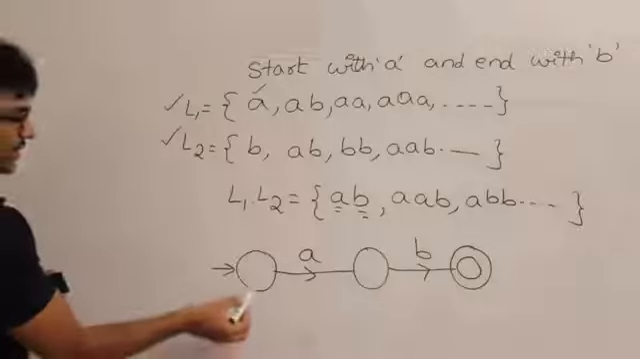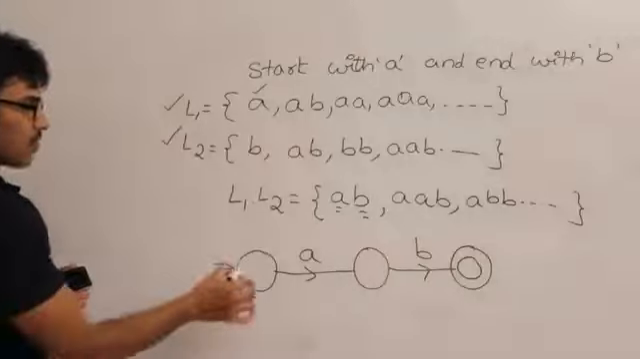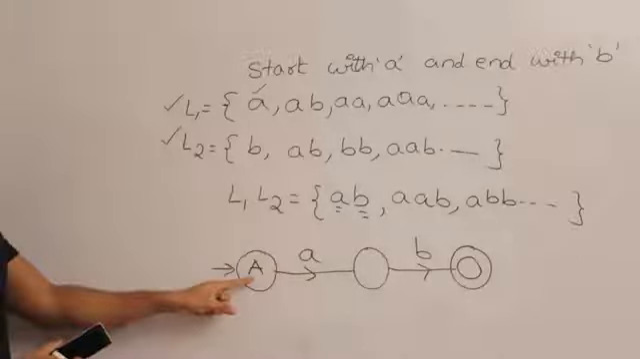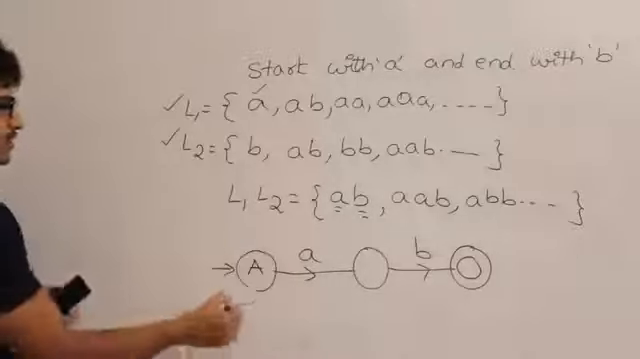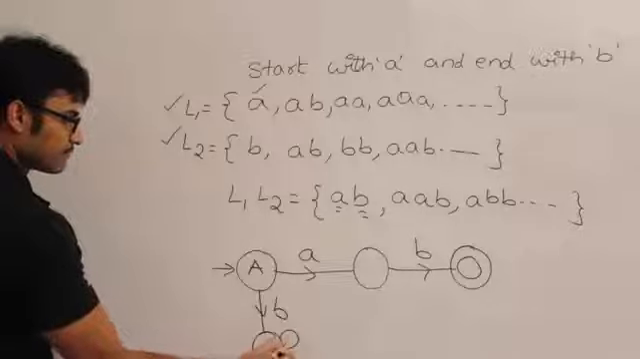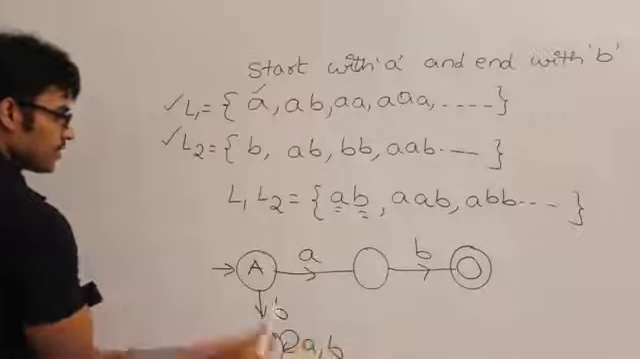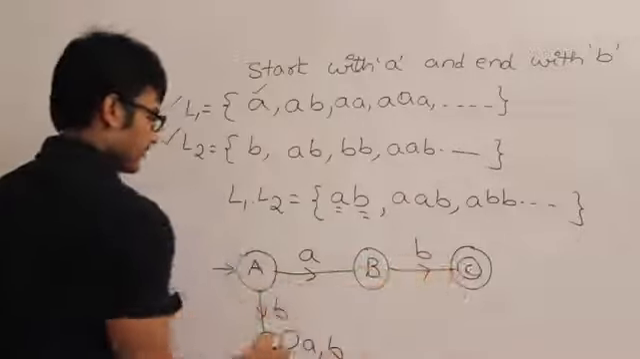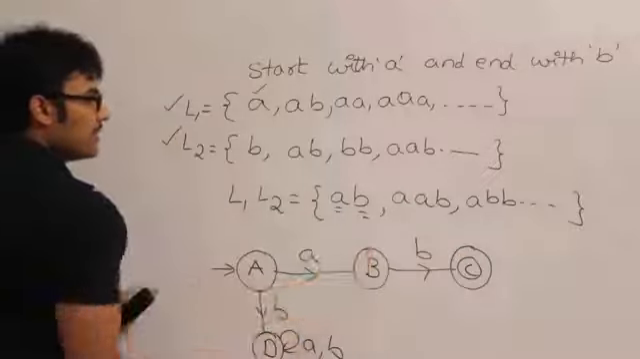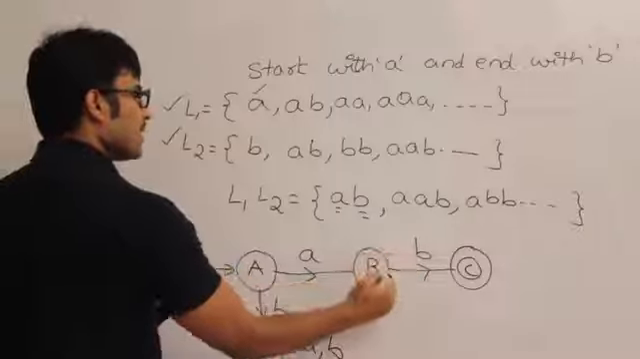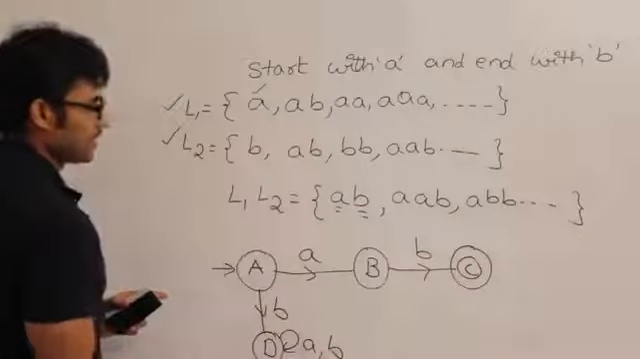Now what if I get B here? What does this state A represent? This state A will accept strings only starting with A. If a string starts with B, I should not accept it, so I am going to kill it. Now what does this state B represent? Whenever this state sees a small b, it thinks that it is the last b and goes to the next state and accepts it.